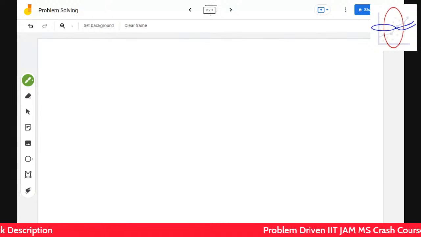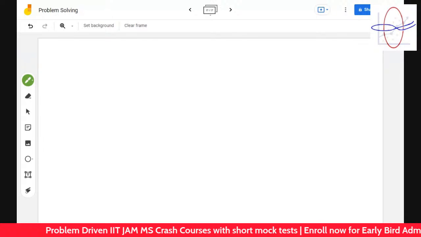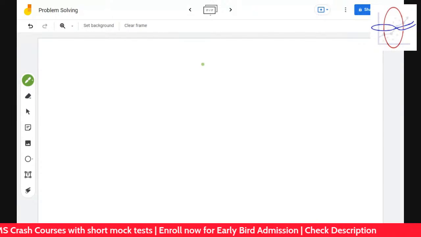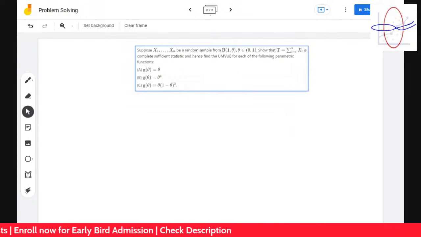So I am not doing any sufficient statistics problem. Last day I did UMVUE in my crash course, so I will be doing this problem.